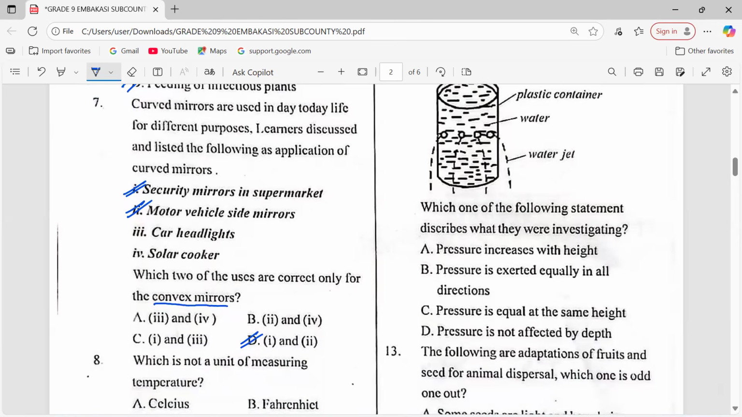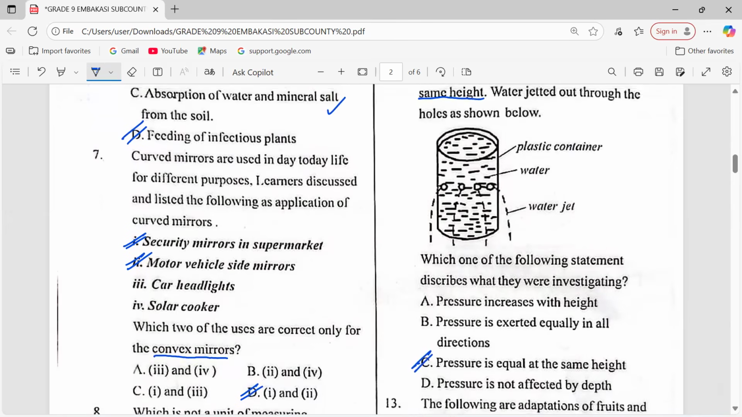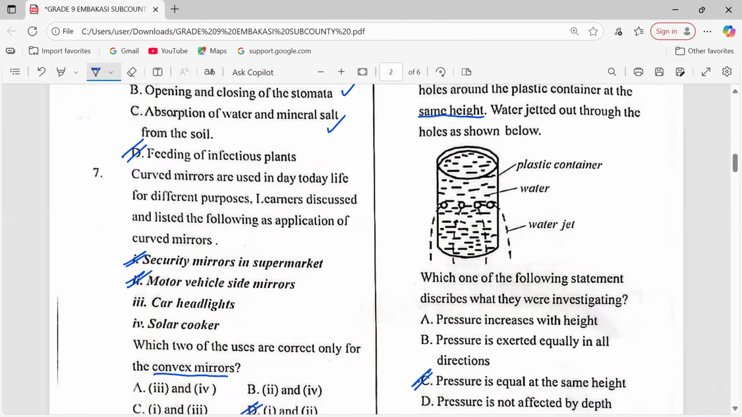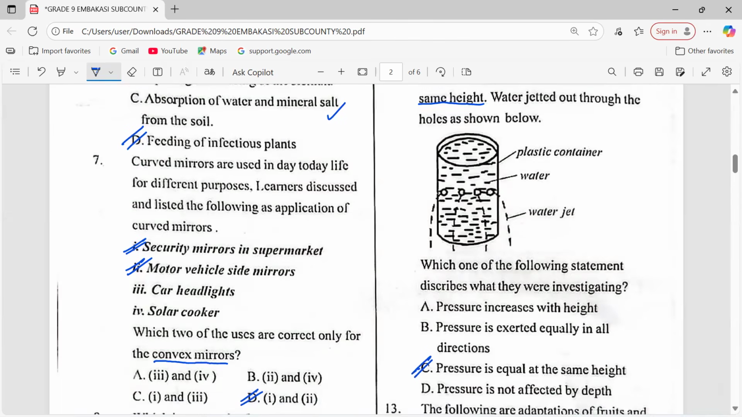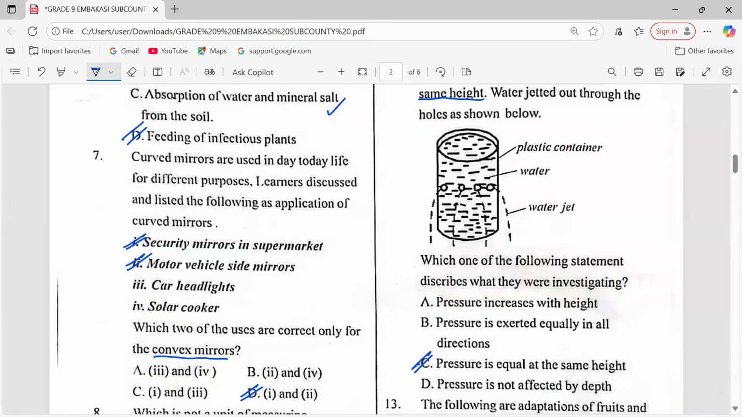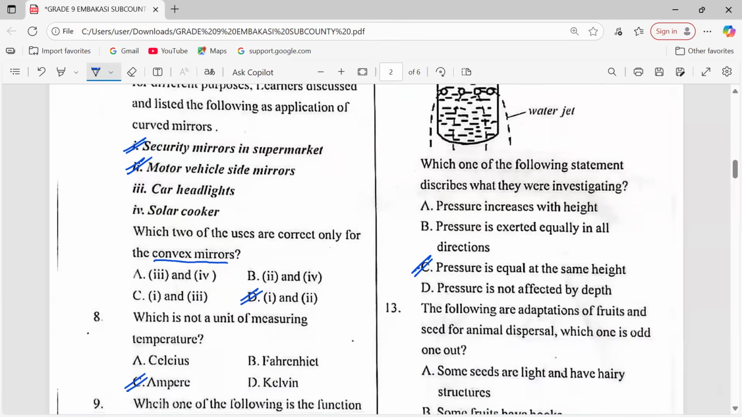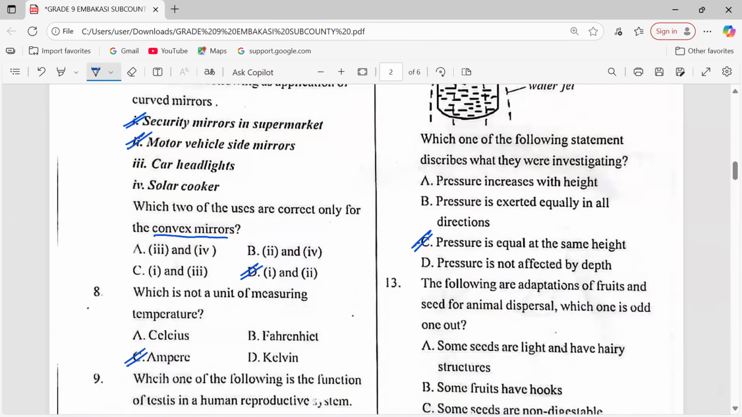Pressure increases with height. Pressure is exerted equally in no direction. Pressure is equal at the same height. Pressure is not affected by depth. So pressure is equal at the same height or at the same depth. That is why they made holes around the container at the same level. This is purposely in liquids. You are supposed to know that.